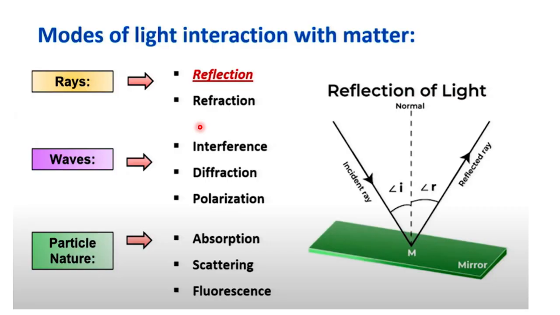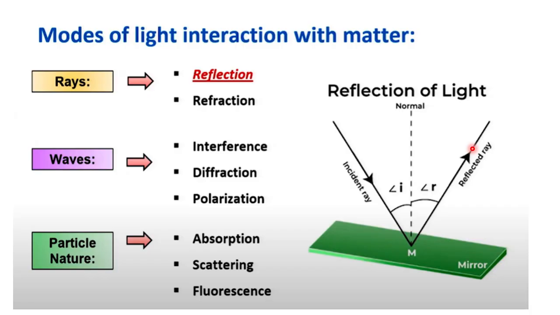Now, what are the different modes of light interacting with any matter? We know that light is electromagnetic radiation, and it has particle nature as well as wave nature, and these two natures have their own different properties. If it is rays, then obviously there is reflection and refraction. So the incident ray is coming and it is reflected back.